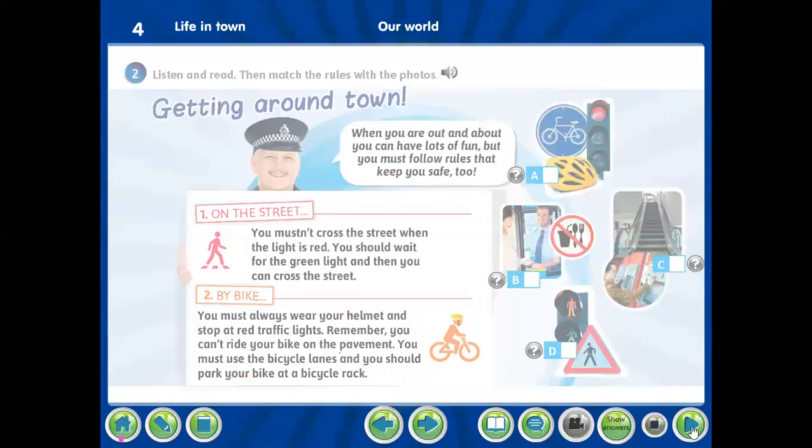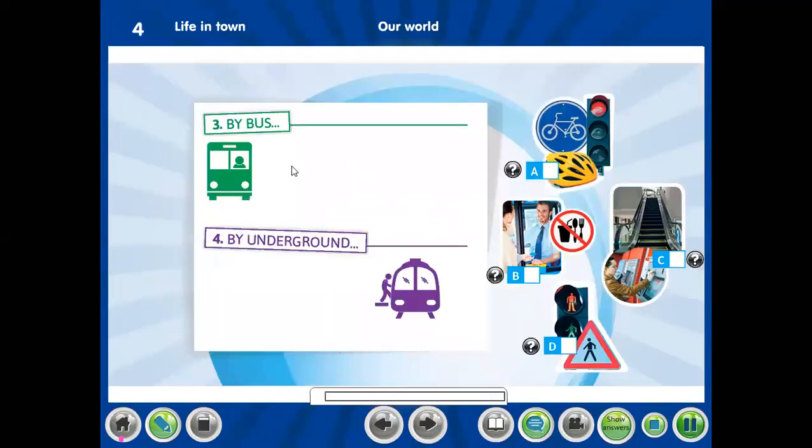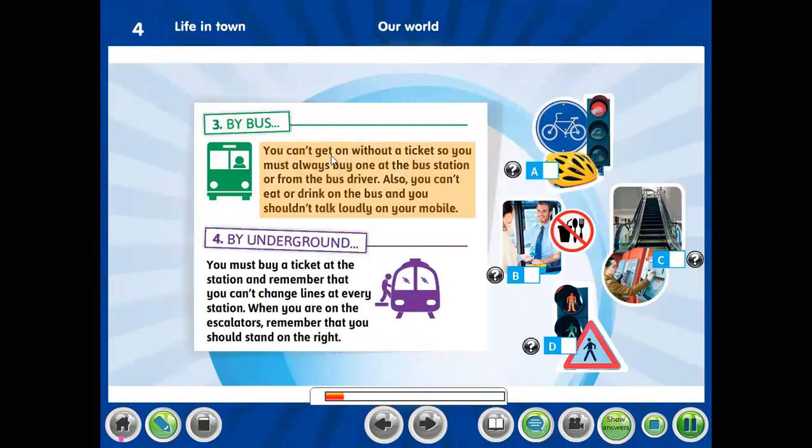Continue, please. Three, by bus. You can't get on without a ticket, so you must always buy one at the bus station or from the bus driver. Also, you can't eat or drink on the bus, and you shouldn't talk loudly on your mobile. Four, by underground. You must buy a ticket at the station, and remember that you can't change lines at every station. When you are on the escalators, remember that you should stand on the right.